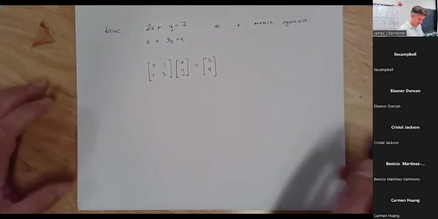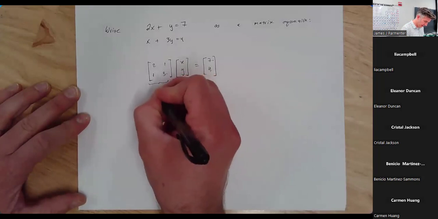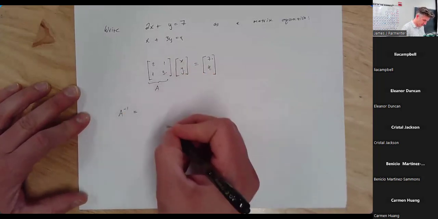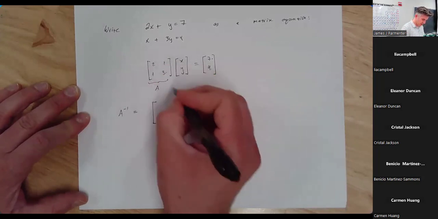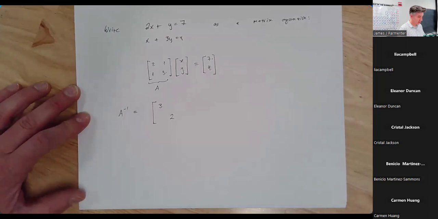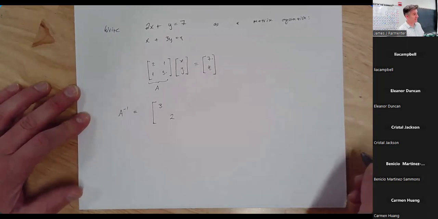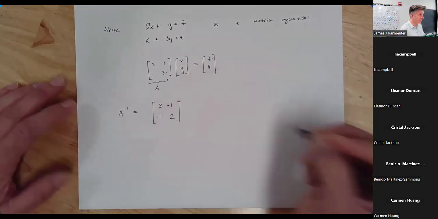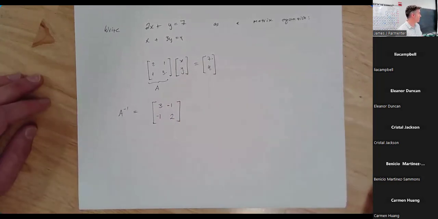Here's what it is. So if we call this matrix A, the inverse is equal to, you change the diagonal entries. The off diagonals, you change the sign. And then we divide by what's called the determinant of the matrix.